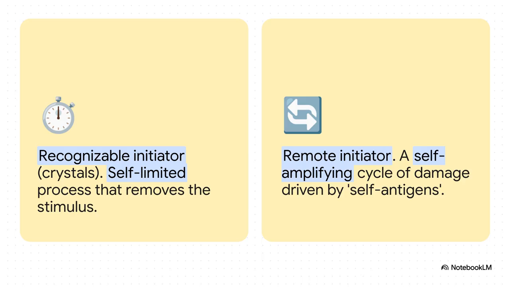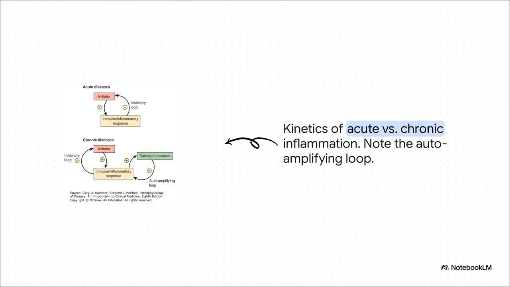But on the right, chronic diseases, they're more like a marathon with no finish line. The thing that started it all might have happened years ago, or we might not even know what it was. The process just becomes this vicious, self-perpetuating cycle where the immune system starts attacking the body's own tissues, what we call self-antigens. And this slide right here visualizes those ideas perfectly.